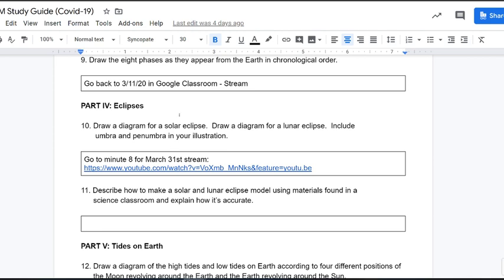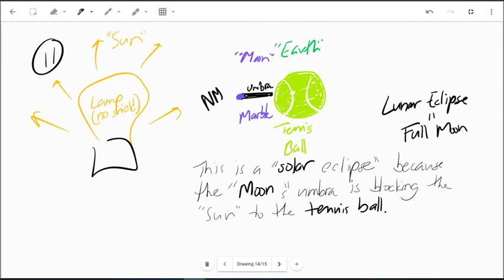11. Describe how to make a solar and lunar eclipse model using materials found in the classroom. Well, here's one example. I did this one a couple days ago. Modeling eclipses was not originally supposed to be just a simulator. It was supposed to be you guys in the classroom using a lamp, a tennis ball, and a marble to model eclipses. You were going to see the shadow of a marble on a tennis ball. That shadow would have been the umbra, and that would have been the location on the tennis ball where you would have seen a solar eclipse if you're like a tiny, tiny ant on top of the tennis ball.